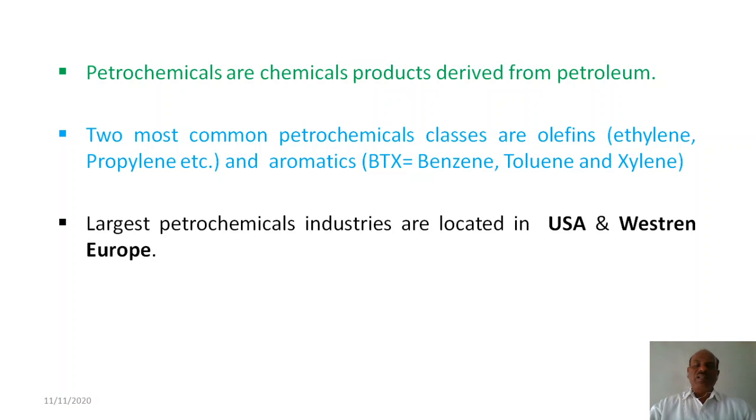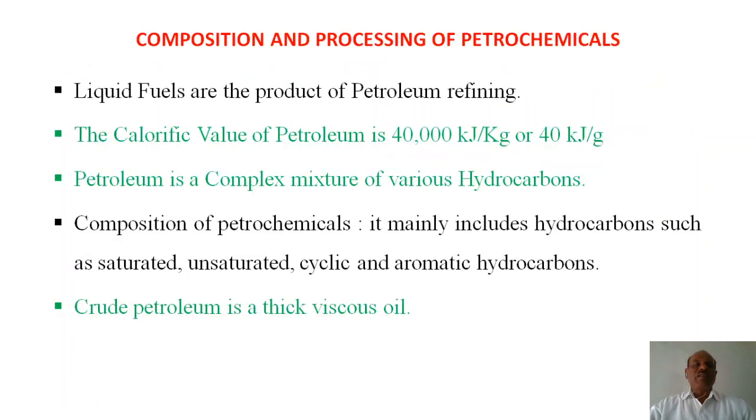The largest petrochemical industries are located in the US and Western Europe, where a number of types of organic compounds are continuously extracted by chemical processes. These are the basic compounds used for industrial purposes, as well as in research laboratories. Now, composition and processing of petrochemicals.